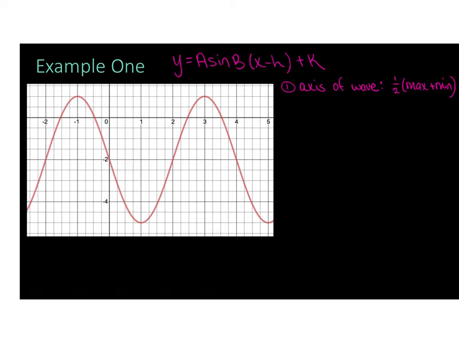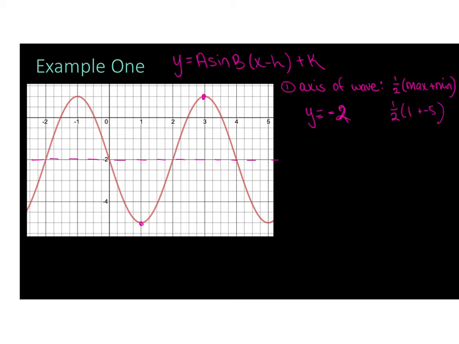So if I do 1/2 of the max plus the min, the y maximum value is 1, so it would be 1/2 of 1, and the y minimum is -5, so 1 plus -5. And half of -4 is -2, so our axis of wave is at y equals -2. It's very helpful to draw that in, so do that now. And again, visually, we're probably able to see that the axis of wave was at y equals -2.